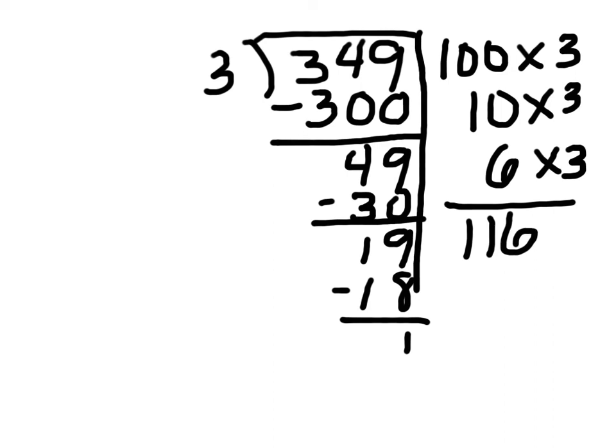Interestingly, just like the partitive approach, I can use any numbers I want here. If I want to take 5 3's away and then 1 3 away, that works just as well. This approach to long division is called the quotative approach. Rather than saying, if I divide 349 into 3 groups, how many will each group have? That's a partitive approach. This is saying, if I subtract 3 from 349, how many times can I subtract it?